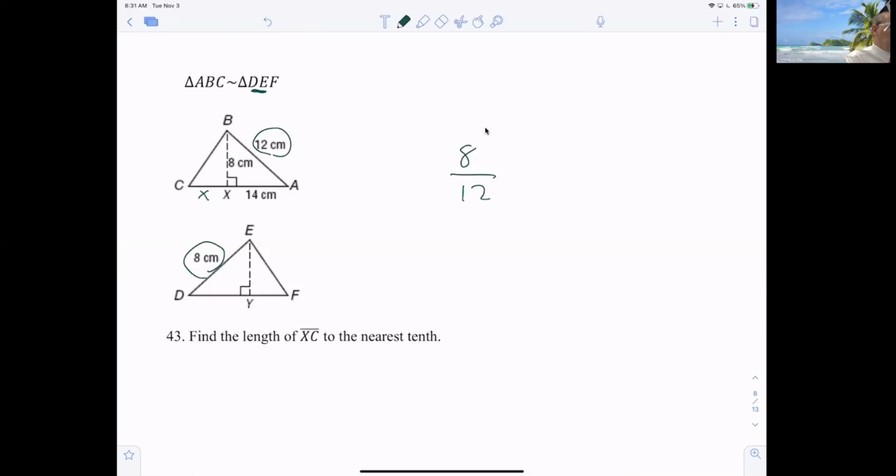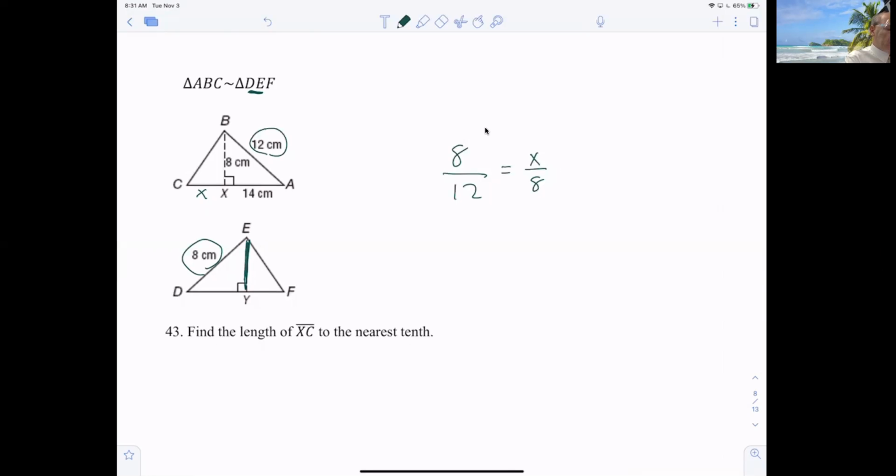So now I'm thinking that I can figure out what this altitude is, correct? Because 8 over 12 equals x over 8. Everybody happy with that? So tell me what that is. 16 thirds. Anybody else get 16 thirds?